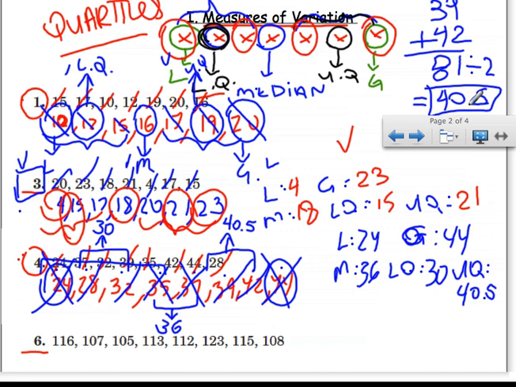Okay, now it's time for you to try as a guided practice. Please complete number 6 by finding the least, the greatest, the lower quartile, the upper quartile, and the median. Press play when you're ready to check your answer for these.